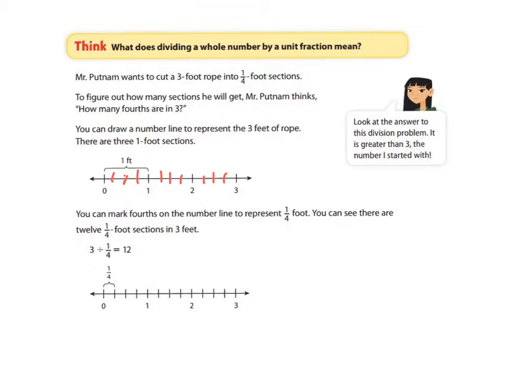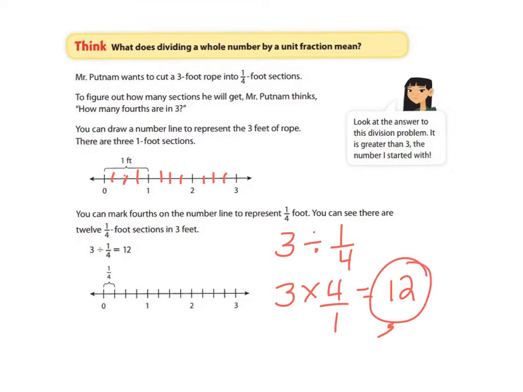Fourths of thirds are twelfths. So basically, they took the 3-foot rope, they divided it into 1/4 foot sections, remembering the rule of keep, change, flip. 4 over 1 and something is 4. The answer is 12.